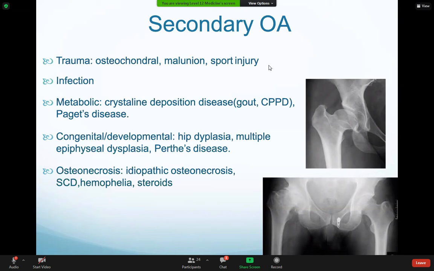Or it can be due to osteonecrosis. So osteonecrosis is what we used to call avascular necrosis. It's the same thing when blood supply to parts of the joint is disrupted. The bone dies and becomes osteonecrotic. It can be idiopathic or due to sickle cell disease or hemophilia or steroids.